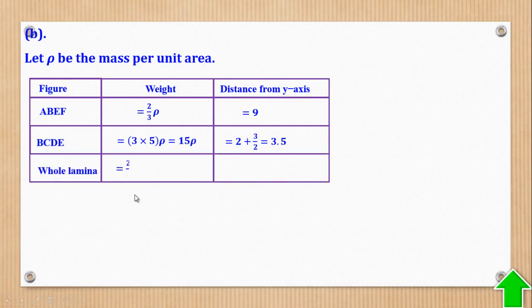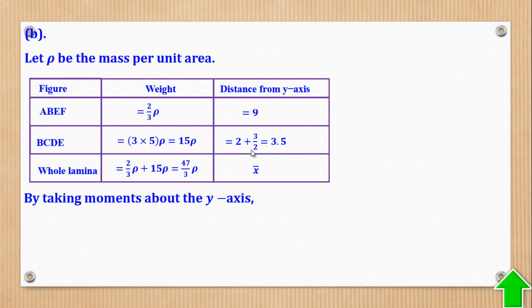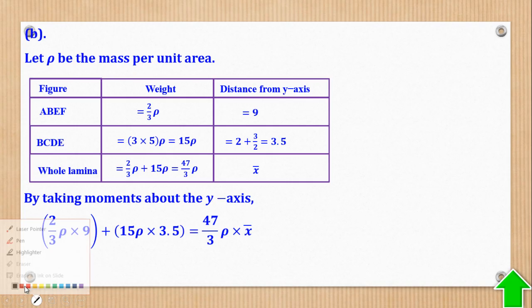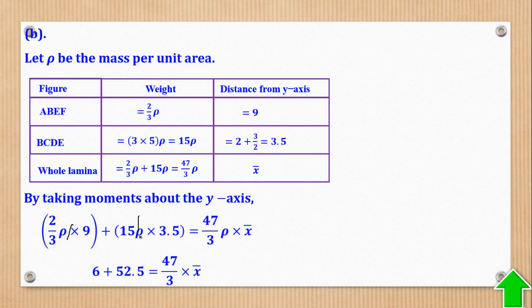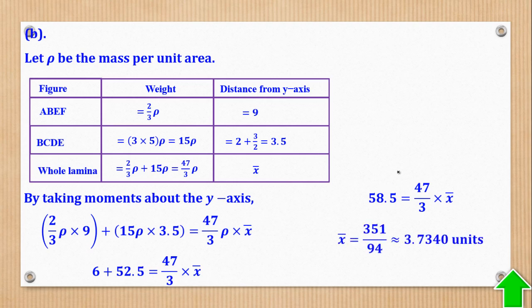Now you go to the whole lamina and add the areas to get the total weight. Then the distance is what you are going to look for. So I'll take moments about the y-axis. This means you multiply this with this plus this with this, which is equal to this with this, which is this line. Simplify; rho is common throughout, so I can cancel it out. Then I can make x bar the subject, and that is what they wanted.